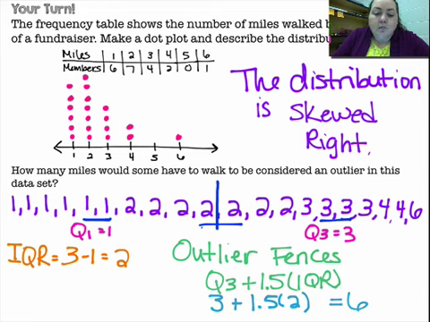Okay. Now the reason I'm not doing my lower quartile is because we're not going to have a negative outlier. Okay, you can't go negative miles. So I don't have to worry about doing the other way. Therefore, anybody that walks more than 6 miles would be considered an outlier.